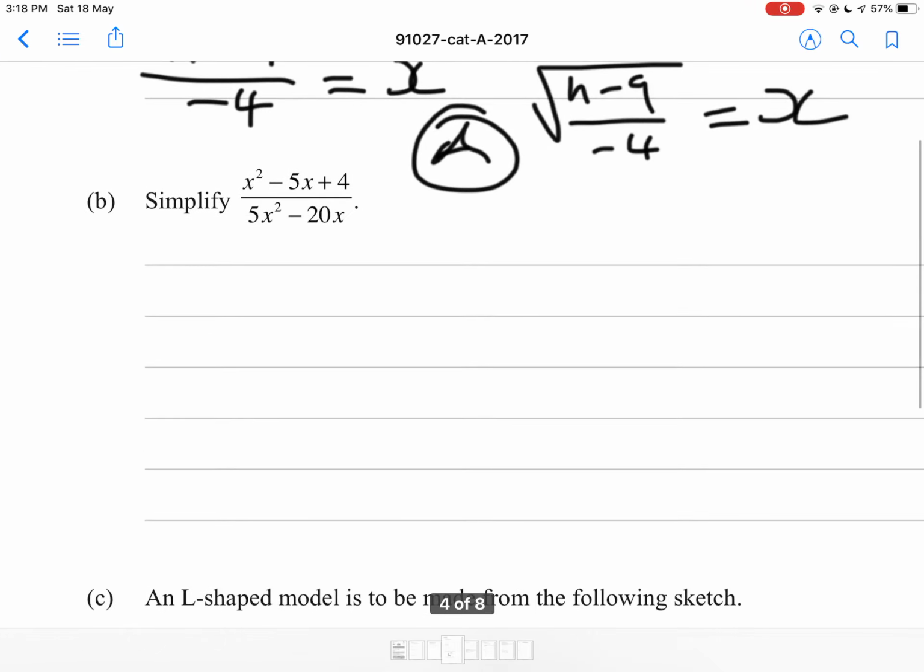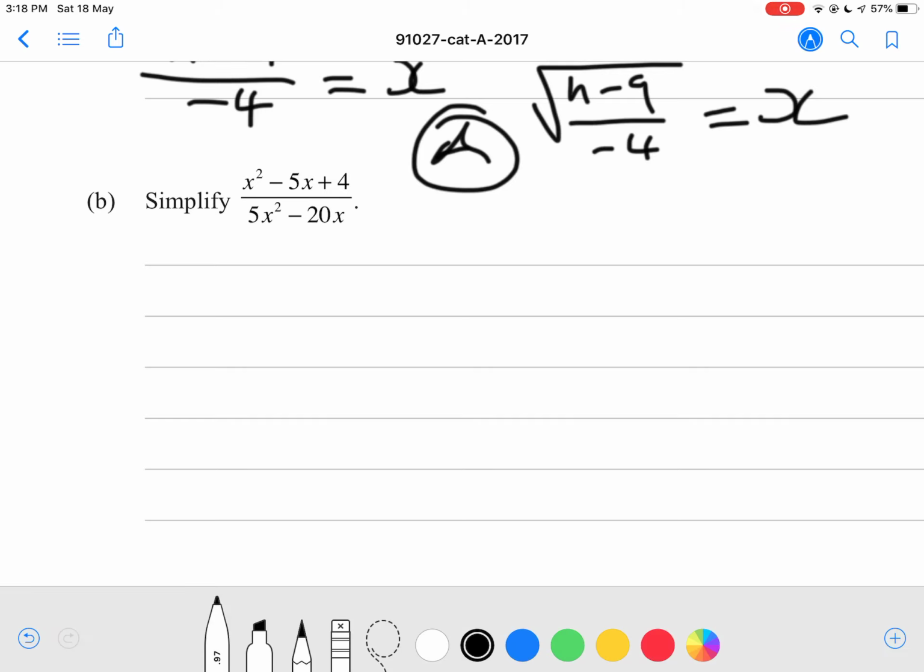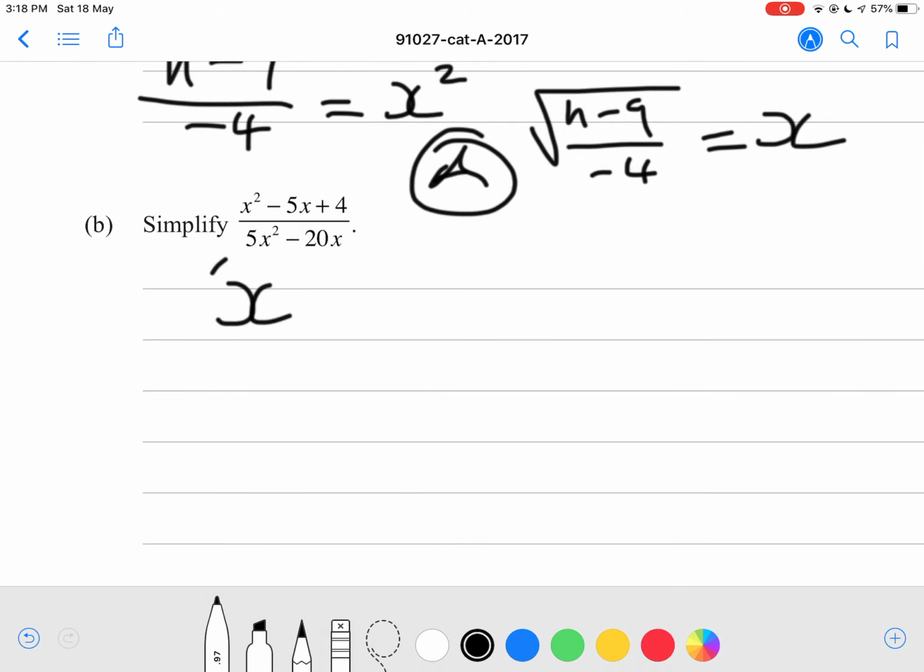Simplify x squared minus 5x plus 4 divided by 5x squared minus 20x. We're going to factorize on the top, so we're going to say x and x. Because it's negative 5, we know that 4 and 1 multiply to get 4, and negative 4 and negative 1 can also add to get negative 5, and also multiply to positive 4. So we're going to say x minus 4, x minus 1.